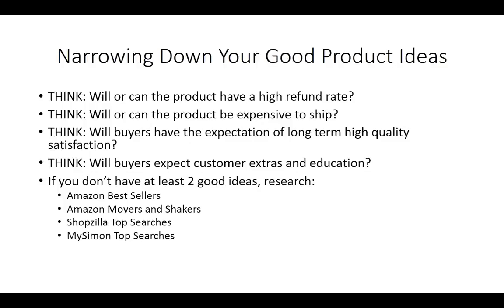MySimon top searches. This is the very same thing. It's going to give you an idea. What are people buying? What are people searching for? What are they looking for? You're really digging back. You're trying to restart your thinking process to go back to Alibaba and find a great product. Kaboodle Hot Picks is the same thing. And once again, you're really getting a handle on where people are searching. What are people looking for online?